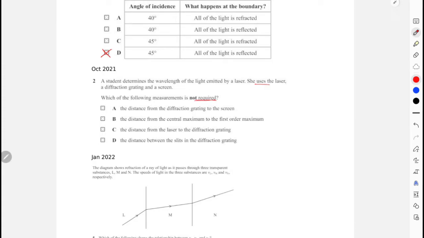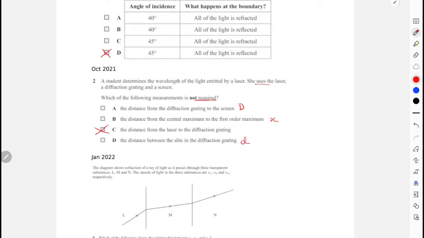She uses a laser and diffraction grating and a screen. The distance from the diffraction grating to the screen, the distance between the central maxima to the first order, and the distance from the laser to the diffraction grating. This one is not required. From the laser to the diffraction grating, we do not need that. This is your capital D, this is your small x, and this is the distance between the slits, your small d.